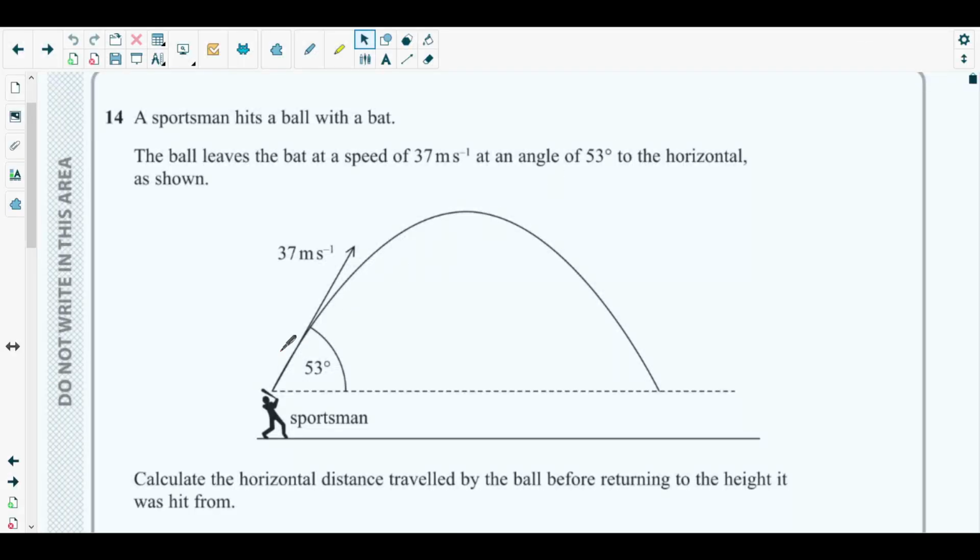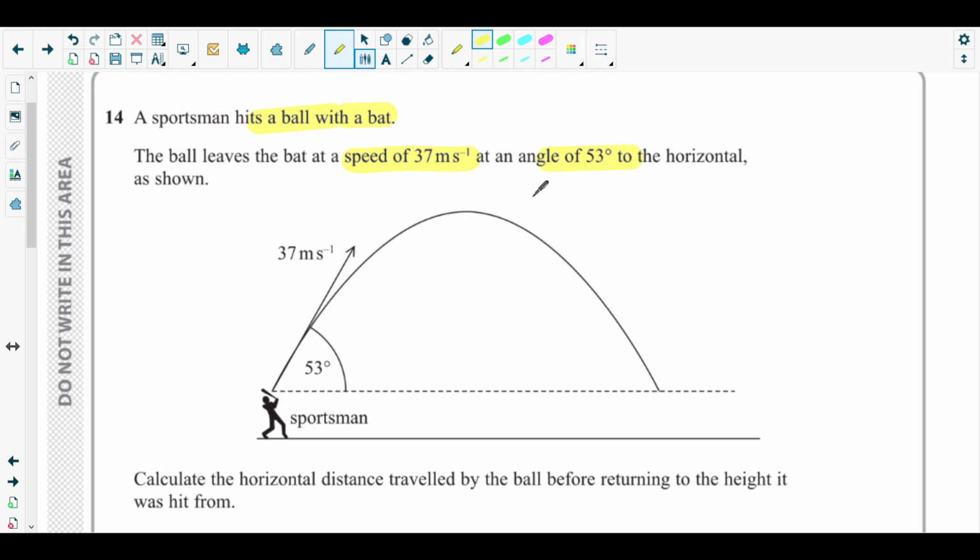Okay, now question number 14 from the May 2023 Physics Unit 1 paper. The question says a sportsman hits a ball with a bat. The ball leaves the bat at a speed of 37 meter per second at an angle of 53 degree to the horizontal, as shown.